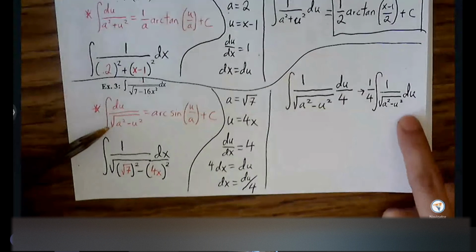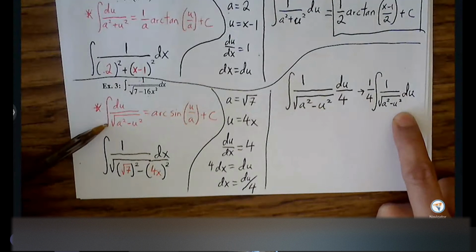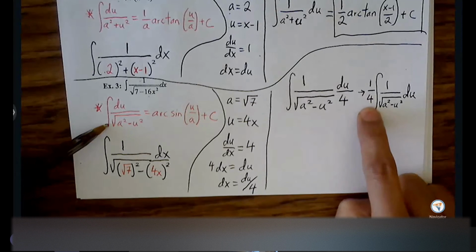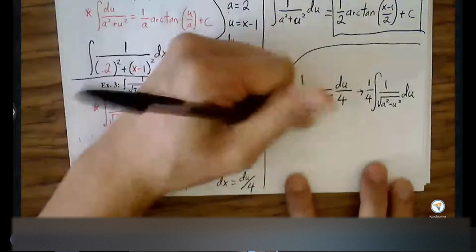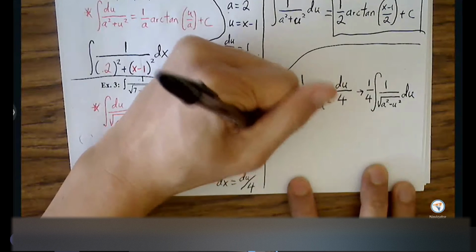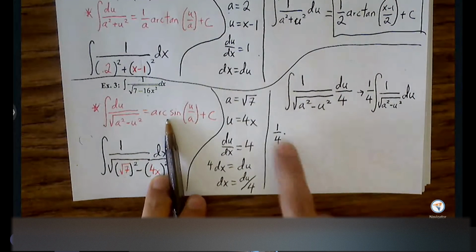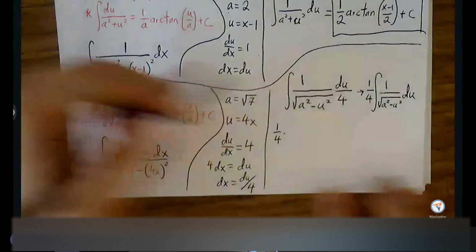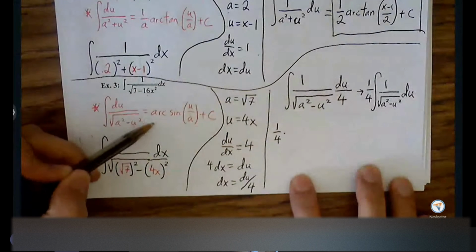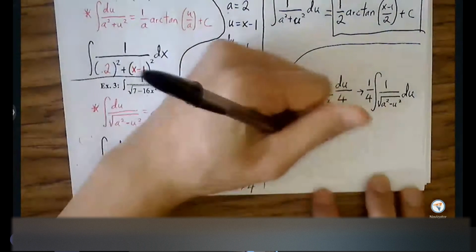And if we look, now we have a perfect match. We can now apply the rule. Okay. 1/4 is going to be the first thing I'm going to write down. That's going to have to be part of our answer. Okay. Arcsine of u over a. There's no 1 over a with my arcsine rule, right? So I'm just jumping directly into arcsine.